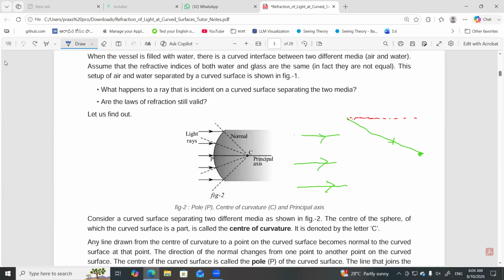So here, what is the answer? What happens to a ray that is incident on a curved surface separating the two media? It is still obeying the laws of refraction. Law of refraction means we all know that sin i by sin r is equal to a constant. So basic introduction we have learned now.